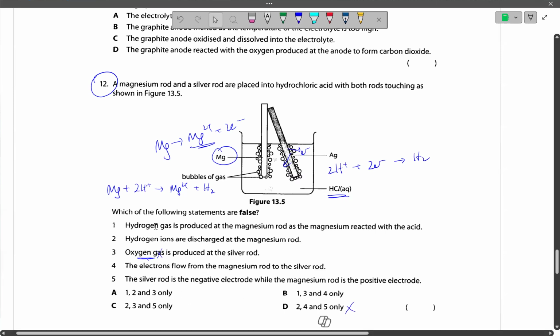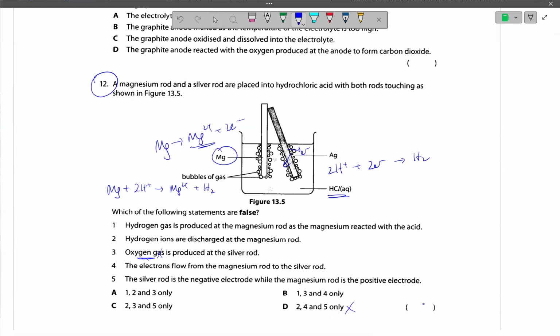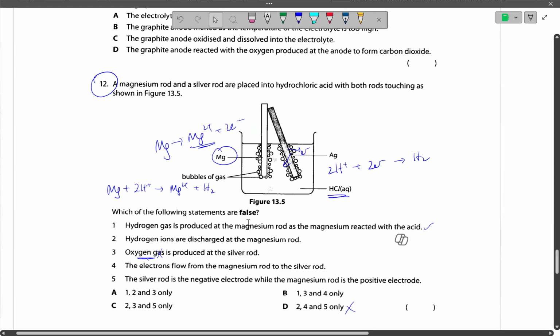Okay, let's see question 1. Hydrogen gas is produced when the magnesium rod reacts. This is correct. This is not false, so this is not my answer. Answer 1 is correct. Direct reaction of magnesium with acid is correct. So 1 cannot be my answer, so I cancel out the 1 already. So the answer is C. So let me see why this is wrong.